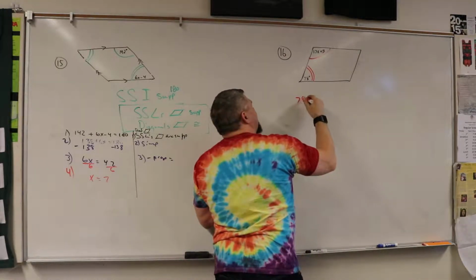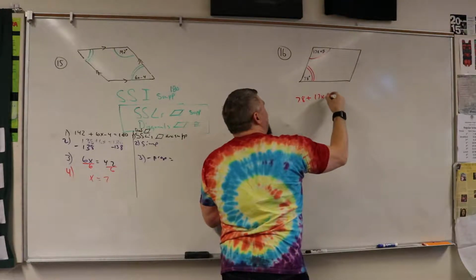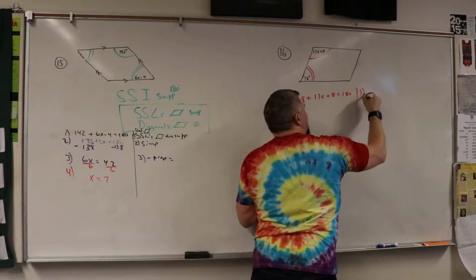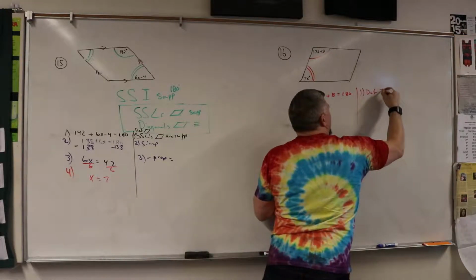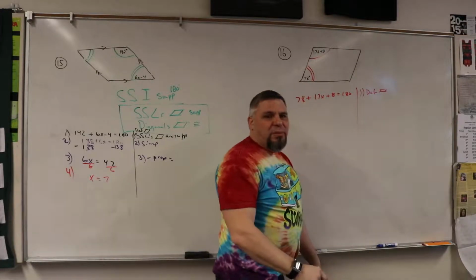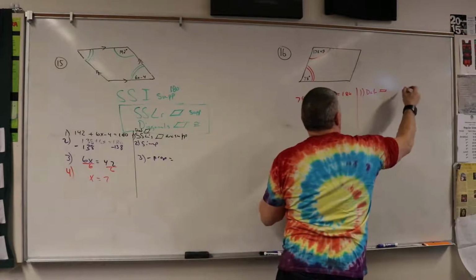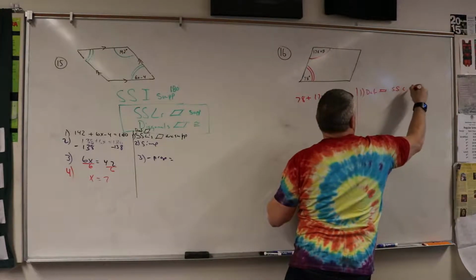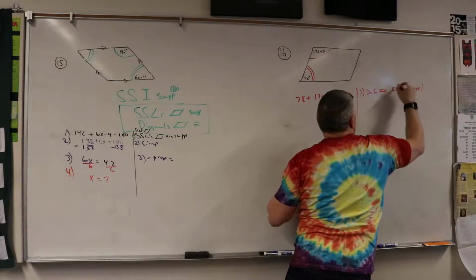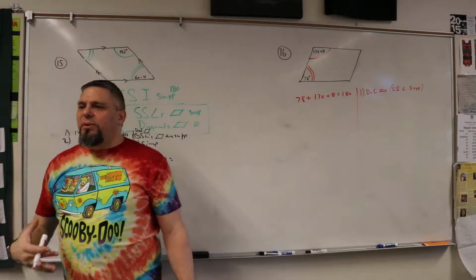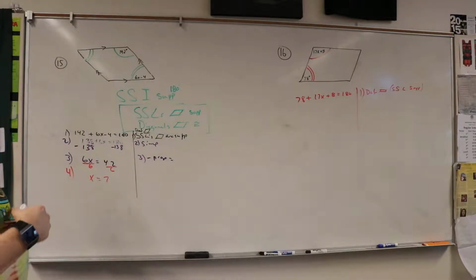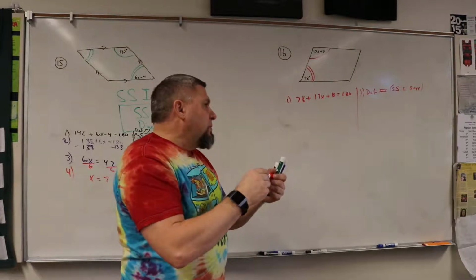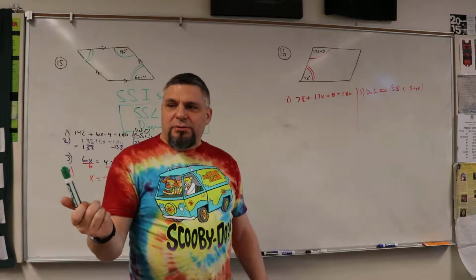So that means 78 plus 17x plus 8 equals 180. What is the reasoning? Definition of a parallelogram, right? Due to same side angle, or supplementary. Okay? So you kind of want to say what's going on. Same side angle or supplementary. Alright, so that's step one. What's step two?